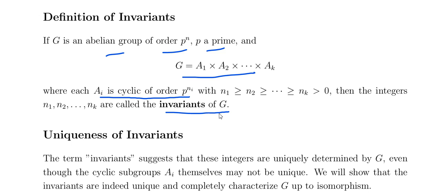So to define the invariant, that is for an abelian group of order prime power, G equals the direct product of A1, A2, ..., Ak. That is, G is the direct product of cyclic groups of order p power ni with the condition n1 greater than or equal to n2 and so on. Then n1, n2, ..., nk are called the invariants of G.